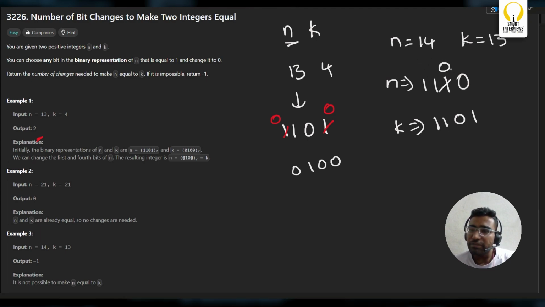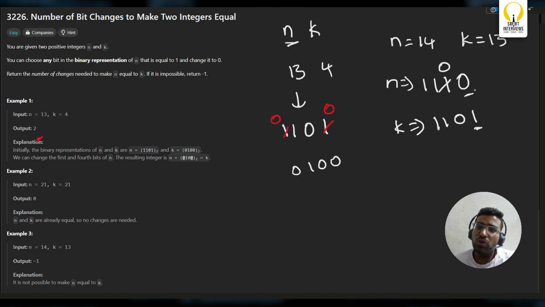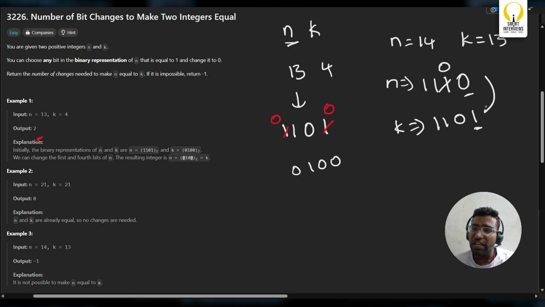But what about the last bit, I mean, the least significant bit? Can you convert 0 to 1? No, we can only convert 1 to 0. So can I say it is impossible to convert into k? So what should we return? We should simply return -1.